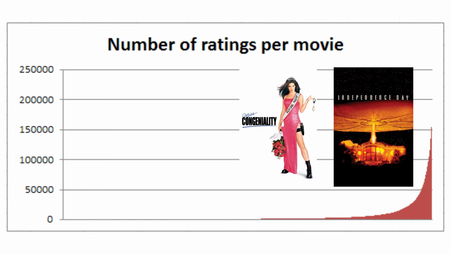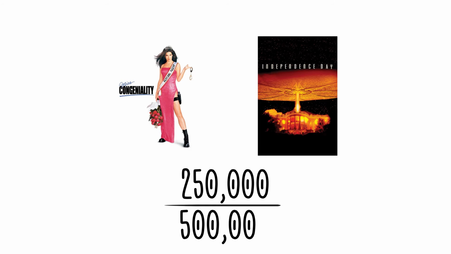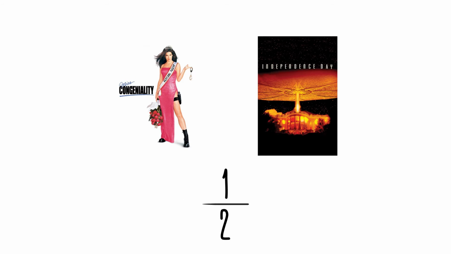It has a significant advantage over taking inner products between rows. There are many more collisions. Let's make a quick calculation. The proportion of entries that are filled for the movies Independence Day and Miss Congeniality are about 250,000 divided by 500,000, which is about 1/2.